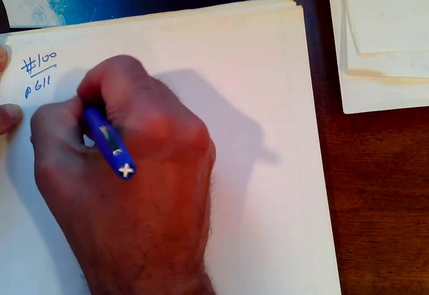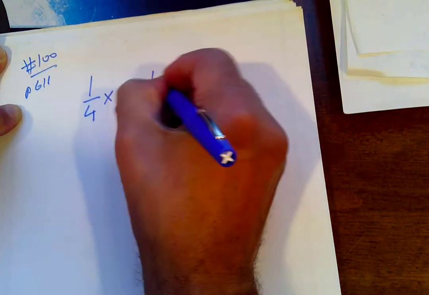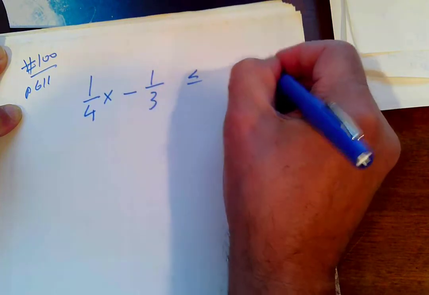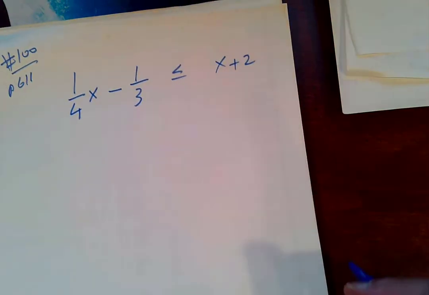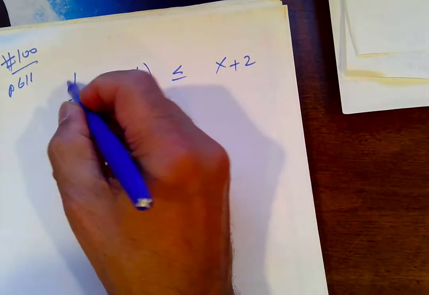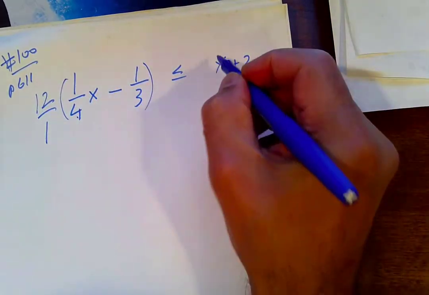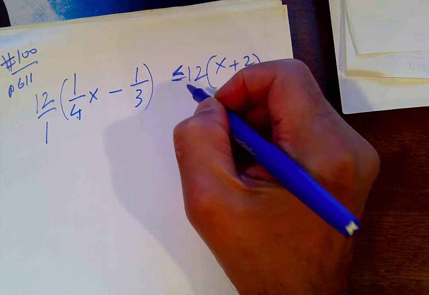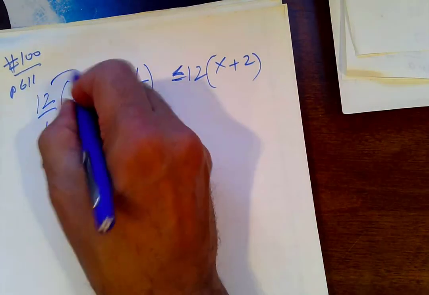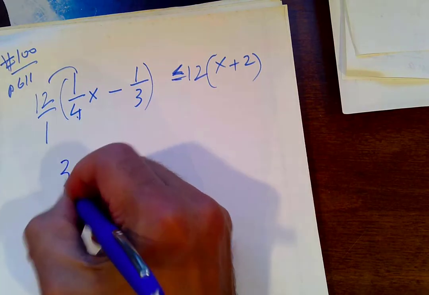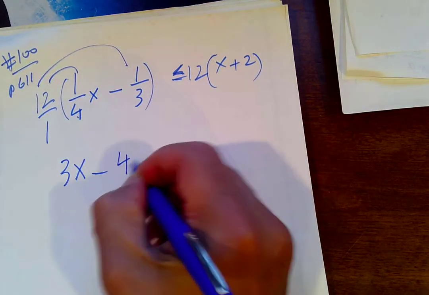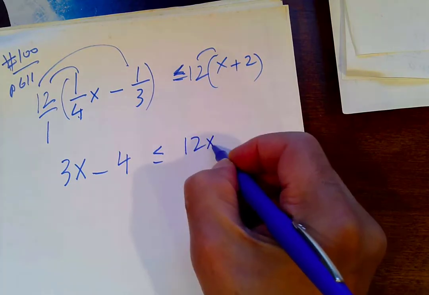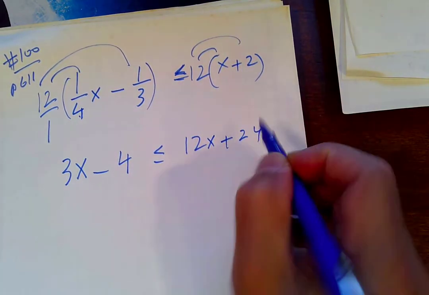Alright, number 100, page 611. We have a quarter of x minus 1/3 is less or equal to x plus 2. So first, we're going to get rid of the fractions by multiplying by the LCD. The least common multiple of 4 and 3 is 12. And we're not flipping the inequality because we're multiplying by positive 12. 12 times a quarter x is 3x. 12 times 1/3 is 4. 12 times x is 12x. And 12 times 2 is 24.